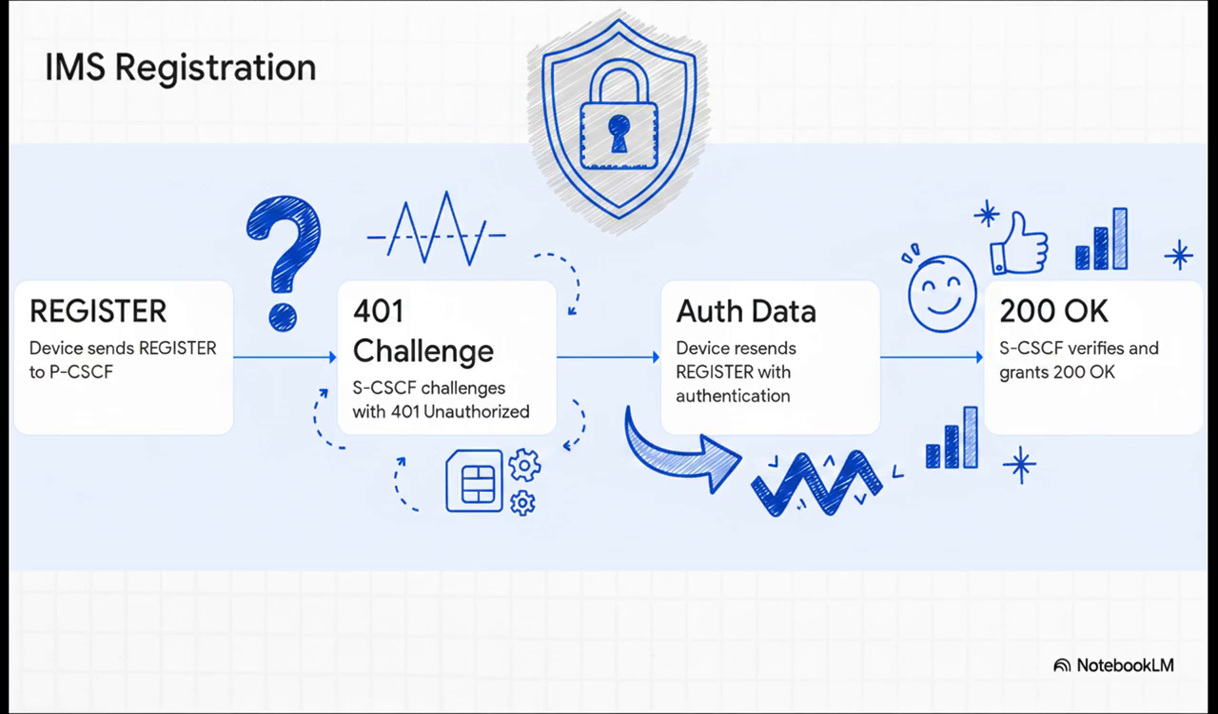Your device gets this, passes the challenge down to your physical SIM card to compute a secure response using what's called the AKA algorithm, and then it resends the register request, but this time it includes an authorization header with the correct mathematical proof. The S-CSCF verifies the math, and boom, grants a SIP 2.0 200 OK message. You are now securely synced to the network.